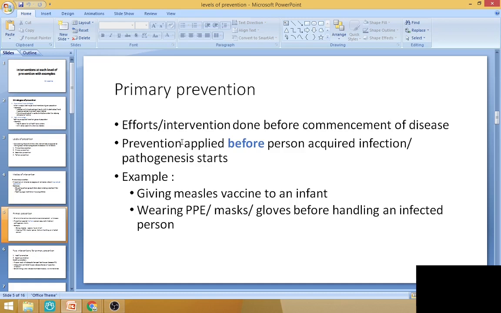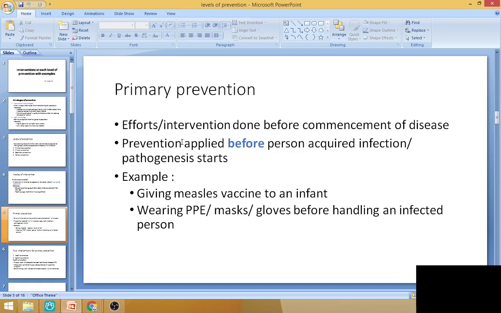Personal protective equipment. We are wearing PPE, we are wearing masks and gloves. Before handling any infected person, or even while going out nowadays, we are wearing masks, because we are already exposed to the risk. The risk is there, but the disease is not there, right? The disease is not there, the risk is there, and we are wearing all this PPE, masks, gloves.